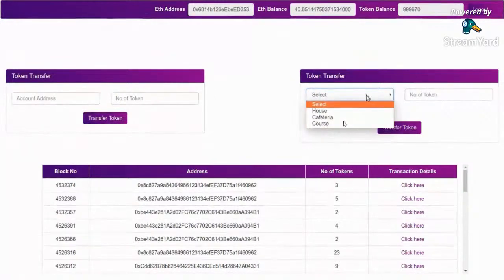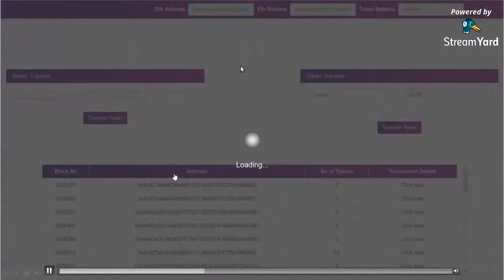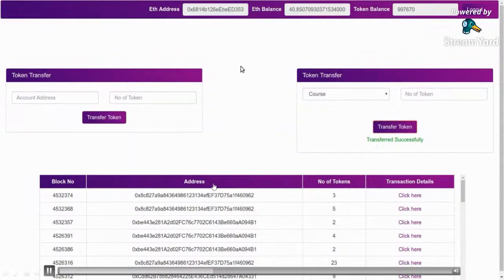So you can observe that when they select this option and enter the number of tokens to be transferred, they can easily transfer to the wallet address associated with that particular entity, maybe the hostel department or cafeteria. And they have the access to use these tokens for other purposes, for their internal transfers, etc. So you can see a live transaction now, transferred successfully.